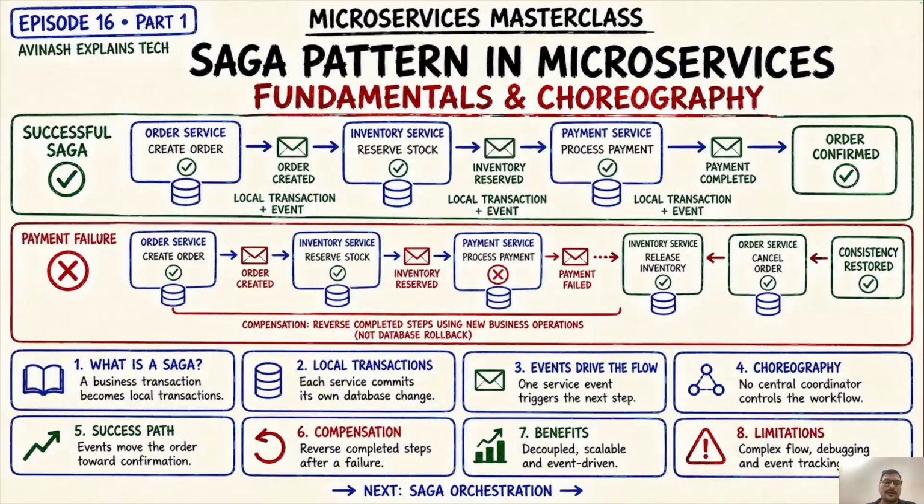That brings us to the next question. What if one central component could explicitly control the saga and decide which steps should execute next? That is exactly what we will understand in episode number 16, part 2, saga orchestration.